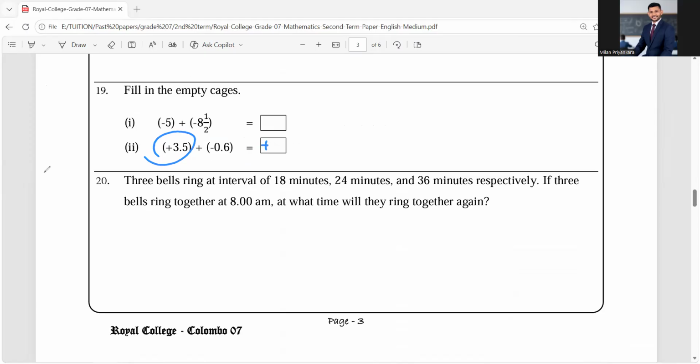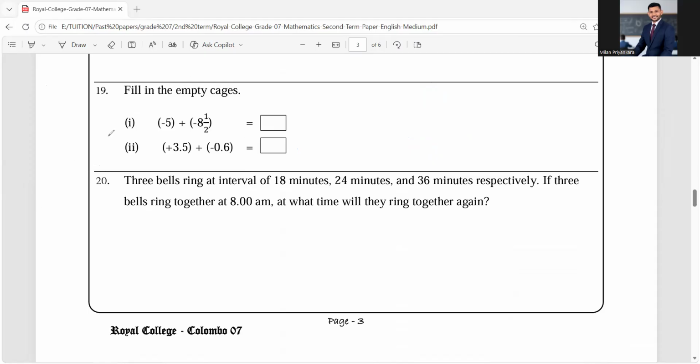So what you have to do is subtract, because these two are different signs. Therefore, we subtract 3.5 and 0.6, right? Okay, 15 minus 6 is 9, and 3 minus 1 is 2. Then your answer is plus 2.9, okay? I hope you understand so far. Let's go to the last question of this part 1, okay?